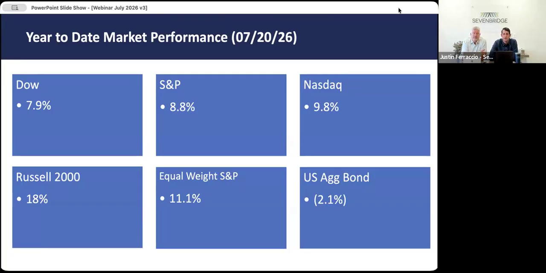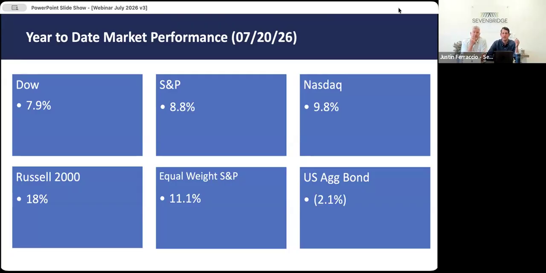9.8% halfway through the year is still remarkable. Very happy with that. But if you're wondering why the S&P, equal weight, Russell, and Dow are all about the same, it's really the NASDAQ that pulled back. And just a reminder, the equal weight S&P, that 11%, takes the 503 stocks in the S&P 500 and looks at them as if they're all equally weighted, which they're not in the traditional S&P 500. They're weighted by market cap.